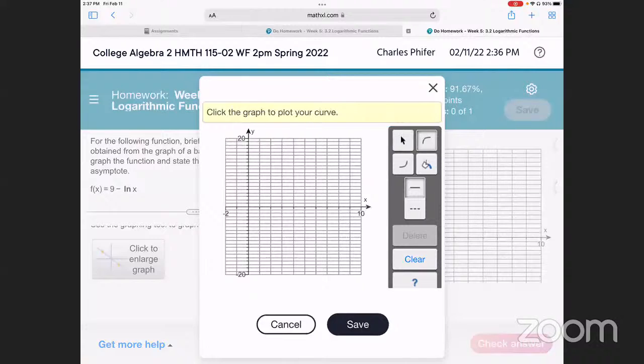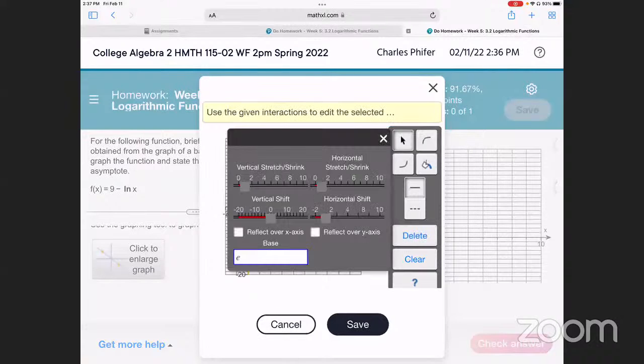The log tool is this guy. I'm just looking on the graph. We got our base of e. We said flip vertically over the x-axis. So then this one, vertical shift up by 9.